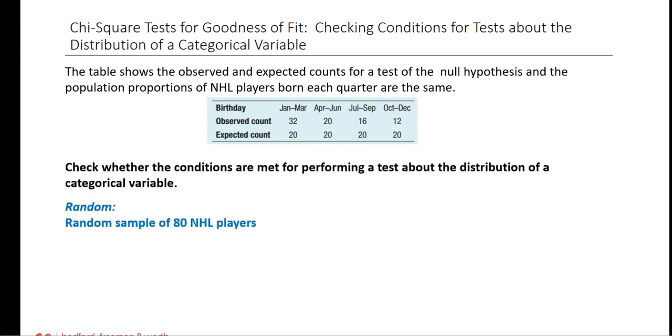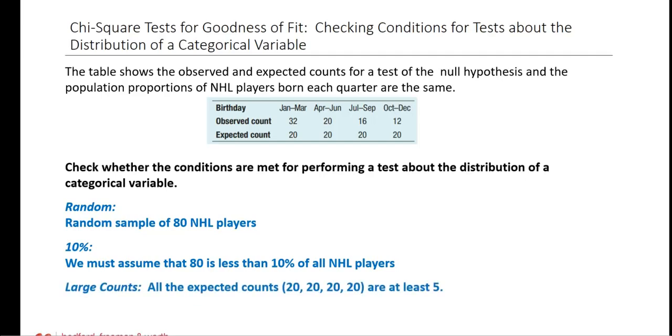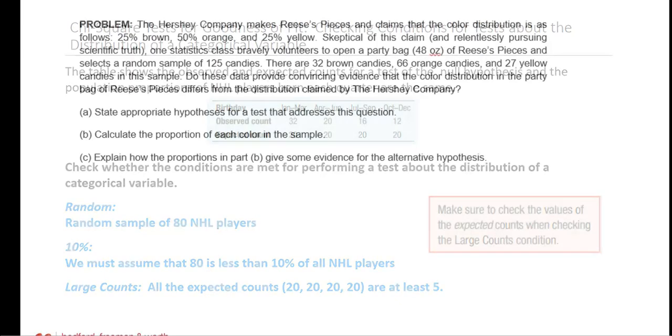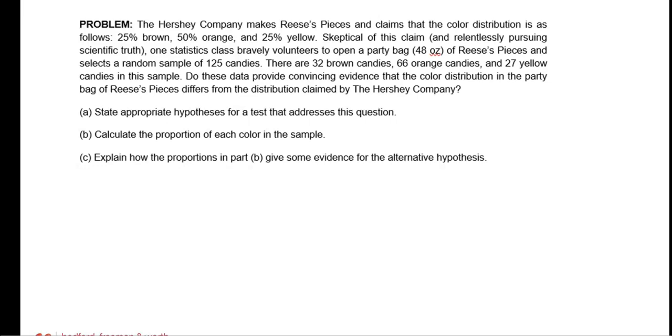Check whether the conditions are met. We already did the expected counts, and random sample, perfect. We must assume that 80 is less than 10% of all NHL players, that's for sure. And then all the expected counts are at least 5. You can just show that in a list or in a table. There's lots of different ways of showing that, but all those are at least 5. Okay, that's the lesson for today.